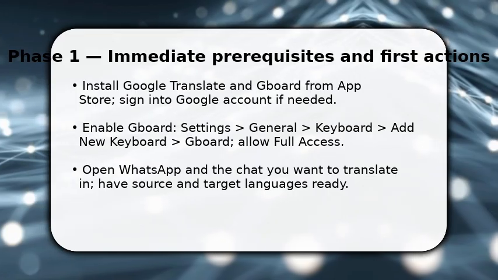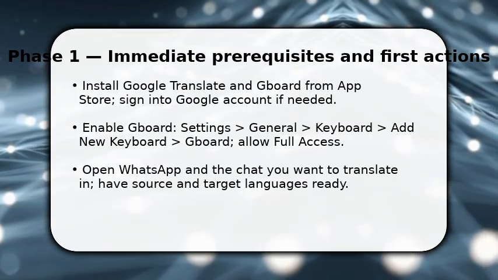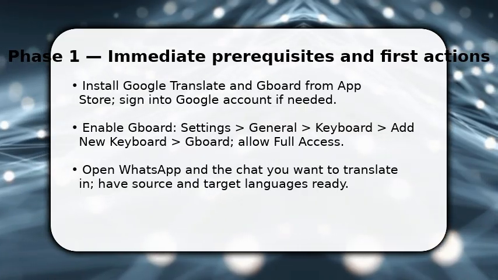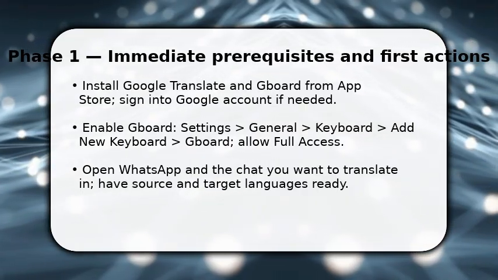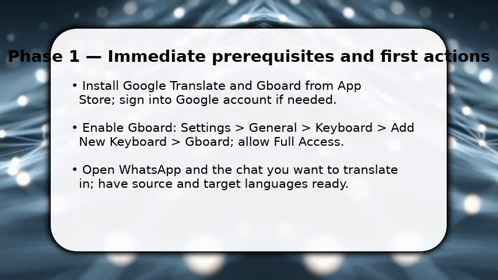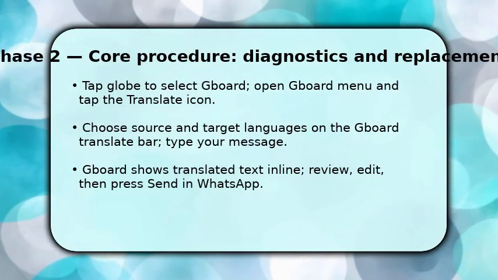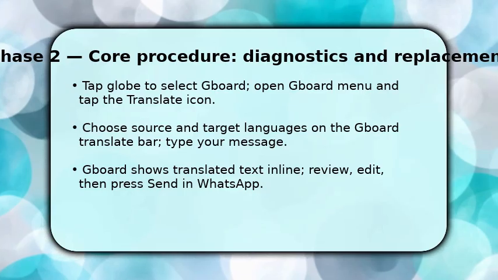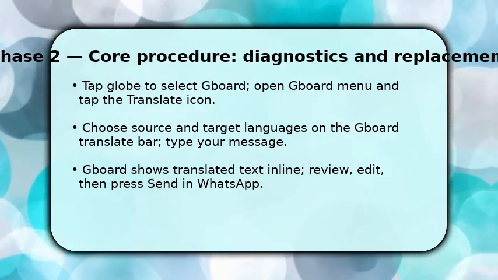This gets you into the translation workflow fast, because Gboard connects to Google Translate for live typing translation, and you avoid constantly switching apps. With Gboard active, tap its menu and choose the Translate icon to open the Translate bar. Then pick both source and target languages. Make sure they match the conversation.